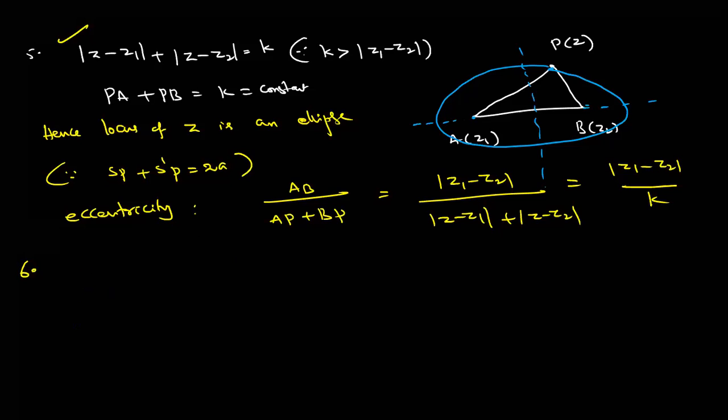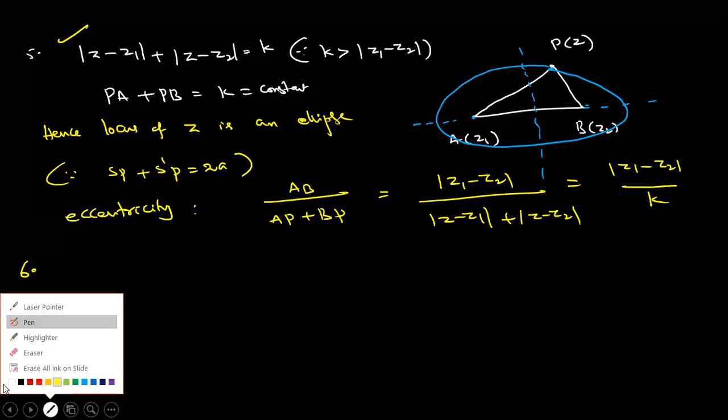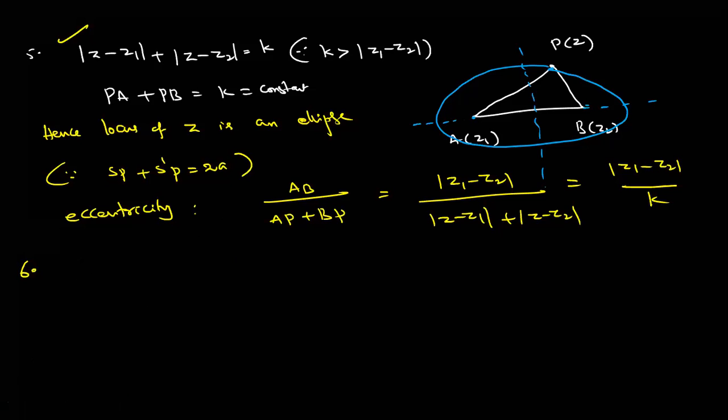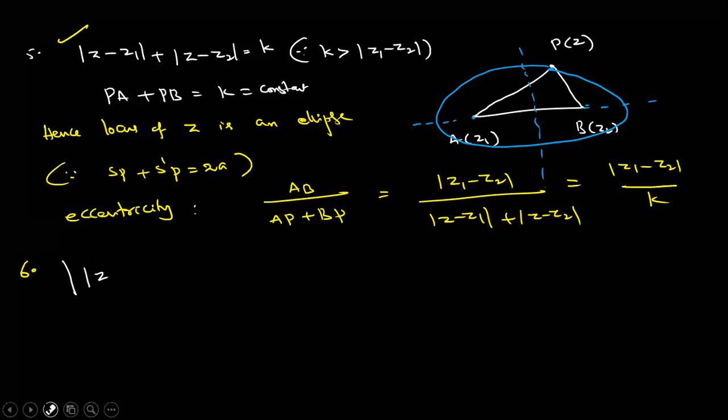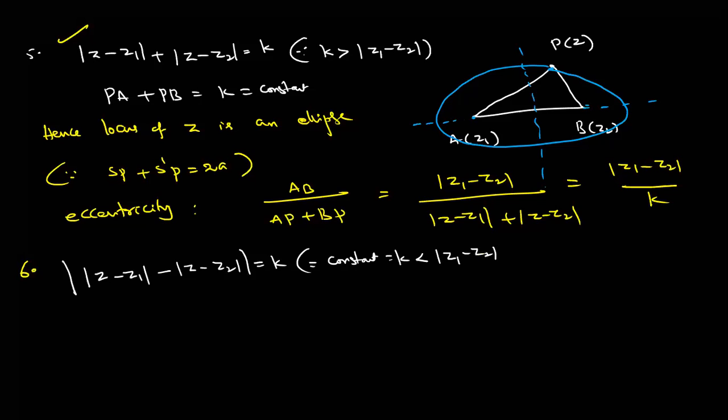Okay, one more condition. Modulus of Z minus Z1 minus modulus of Z minus Z2 is equal to K. This time, this constant K is less than modulus of Z1 minus Z2. What is the meaning?